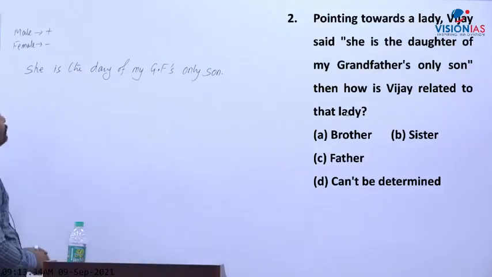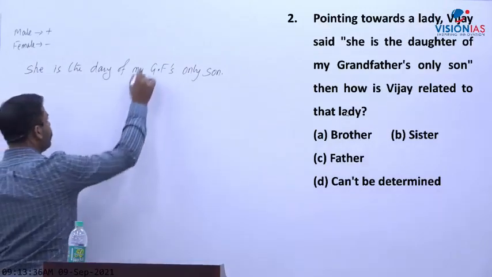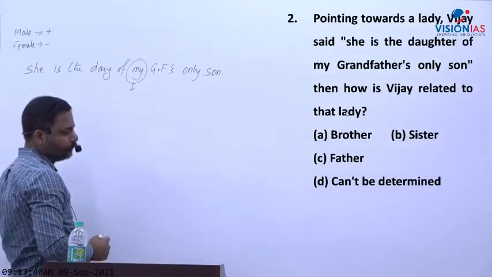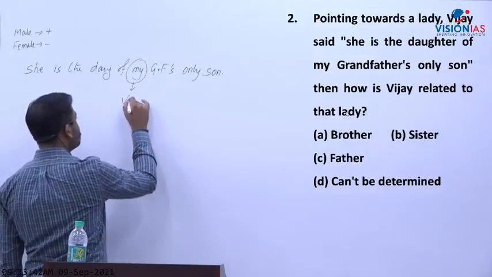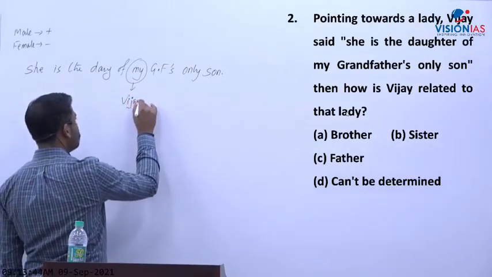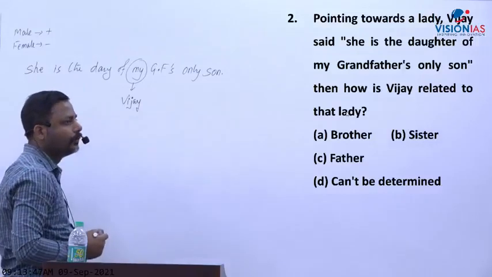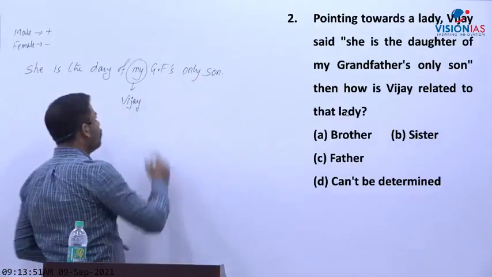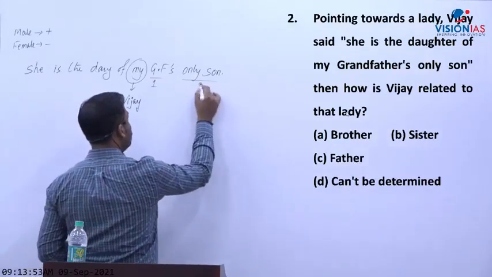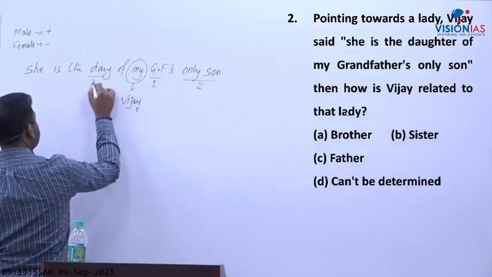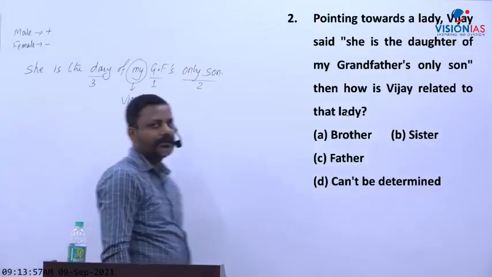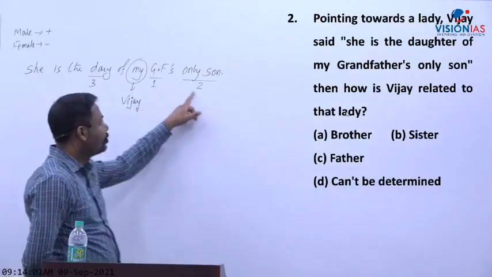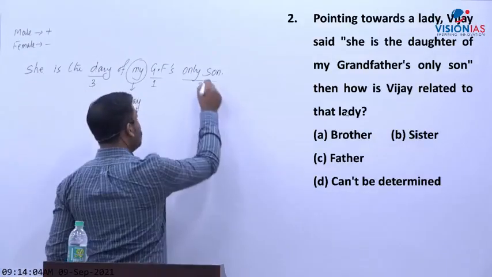See, again we will start from this point, my. And this time the speaker of the statement is Vijay. So, Vijay's grandfather's only son, and then daughter. So, we have these three relations. Vijay's grandfather's only son. Grandfather's only son is father.